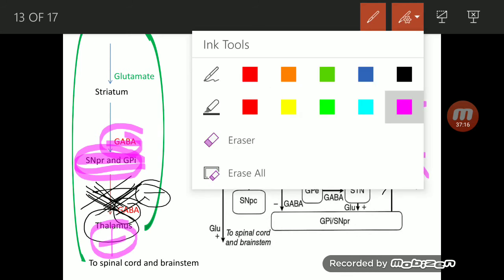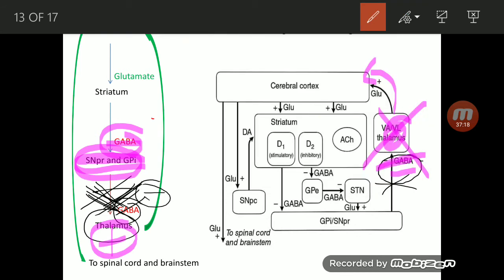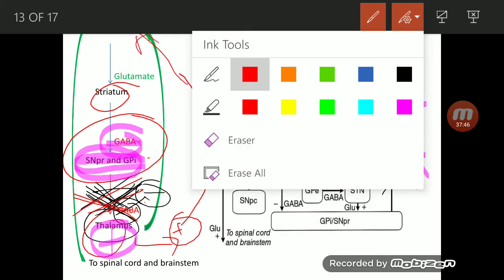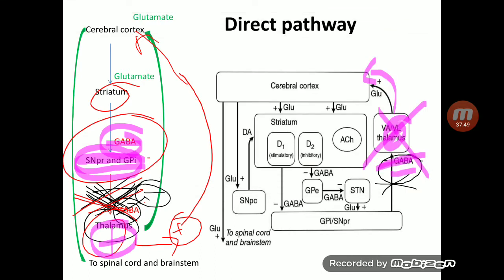So in case of direct pathway, due to release of GABA from your striatum into your substantia nigra pars reticulata and globus pallidus interna, the release of GABA from your SNPR and GPi does not occur to your thalamus. So this thalamus gets activated. Due to activation of your thalamus, it releases glutamate back into your cerebral cortex.